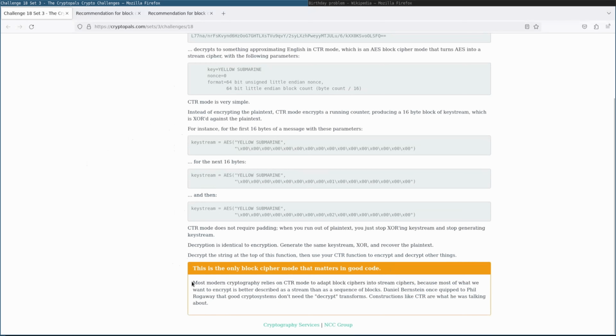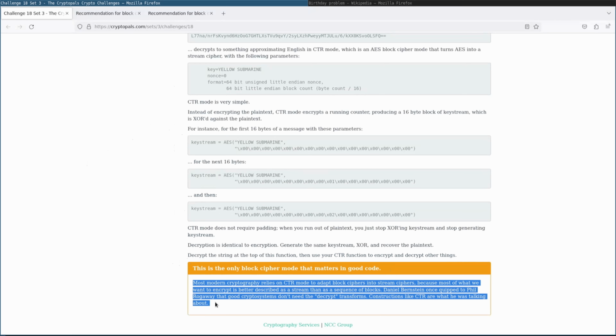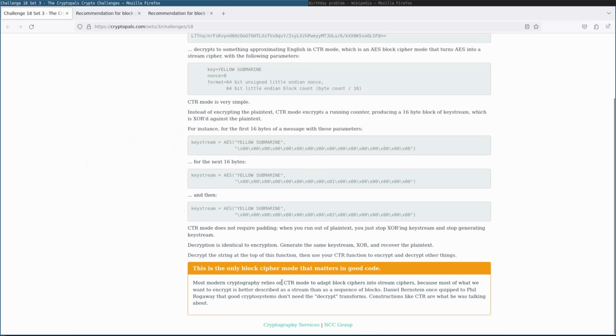But to stop quibbling semantics and get to the point being made, most modern cryptography relies on counter mode to adapt block ciphers into stream ciphers, because most of what we want to encrypt is better described as a stream than a sequence of blocks. Well, that is, I suppose, true, although the difference in practice tends to be small. For example, you do still handle a sequence of blocks to get a counter keystream.